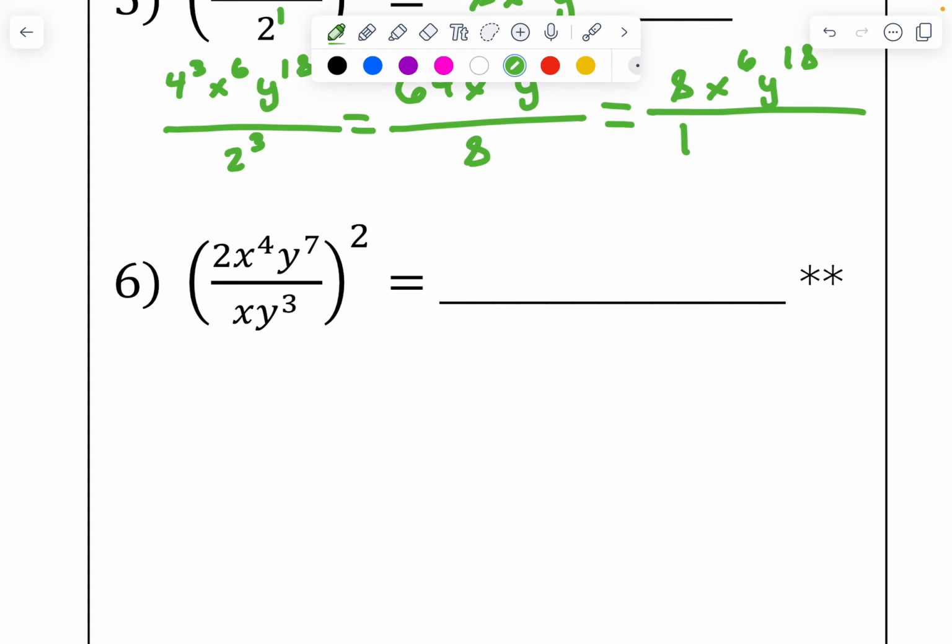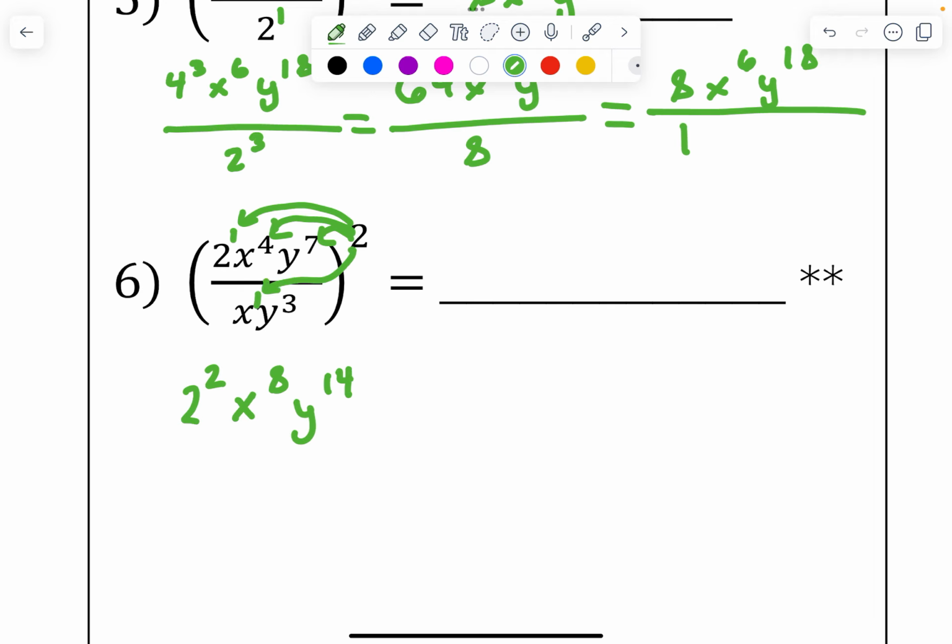But here, let's go ahead. I'm going to put a 1 over anything that has an exponent. 2 to the 1 times 2 is 2. And then x, the 4 times 2 is x to the 8th. This is y to the 14th. That's x squared. And remember, that's all division. And then that's y sixth. Perfect. Now let's go ahead and simplify.